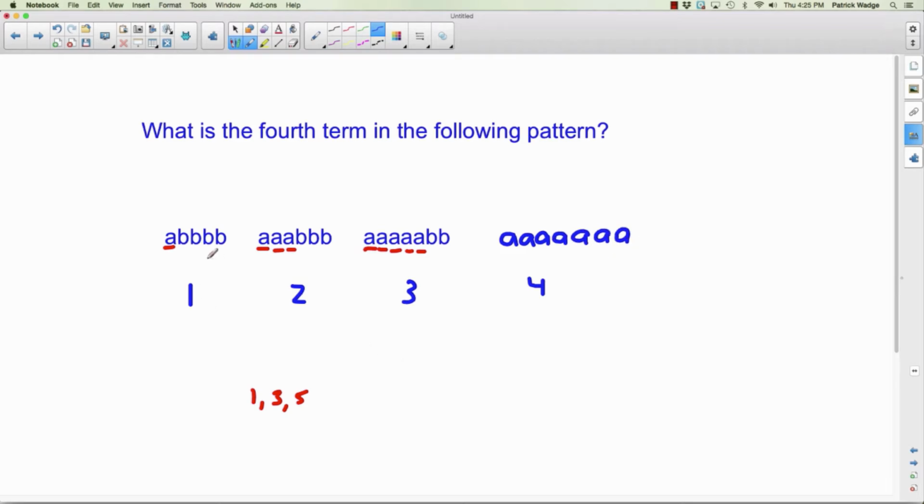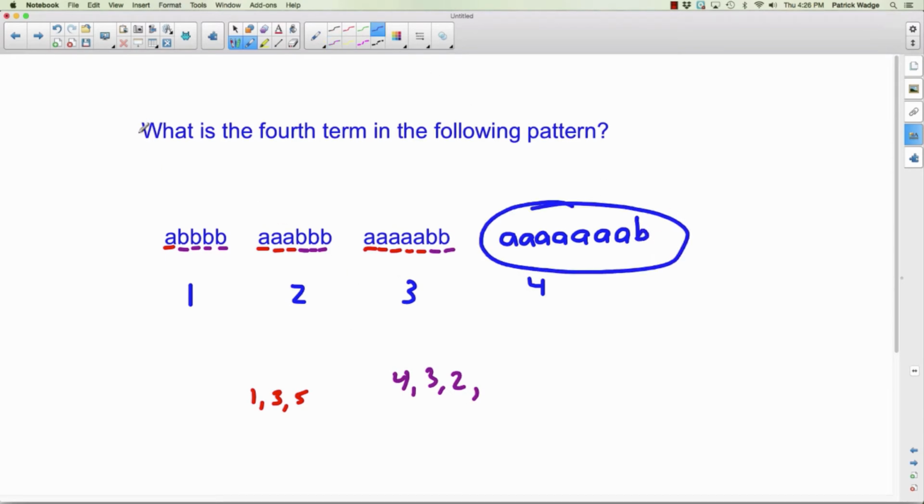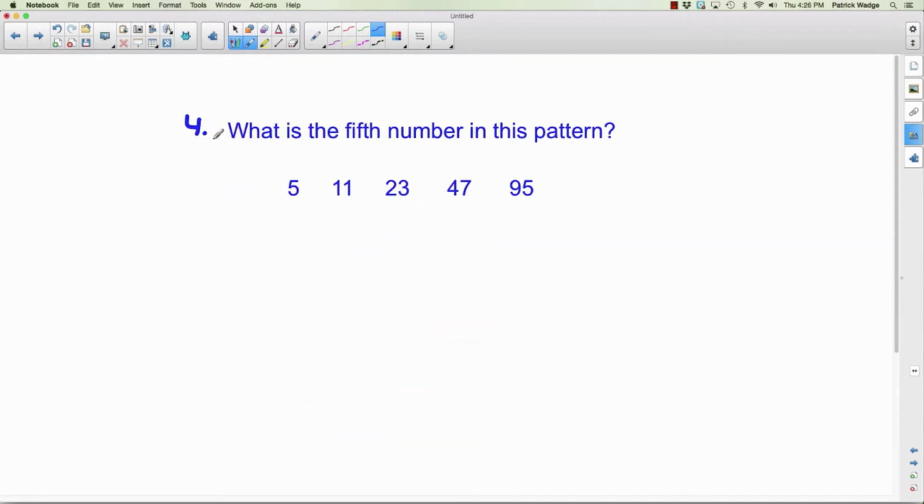Okay, let's look at our B's. Here we have 4 B's right here. 1, 2, 3, 4. Then 1, 2, 3. Then 1, 2. Oh, 4, 3, 2. That's a pretty simple pattern. It's going down by 1 every time. So the next number would be 1. You want to have 1B. And we're done. Oh, I forgot to number this one. 1, 2. This one's number 3. This one's number 4. And this is the last one.